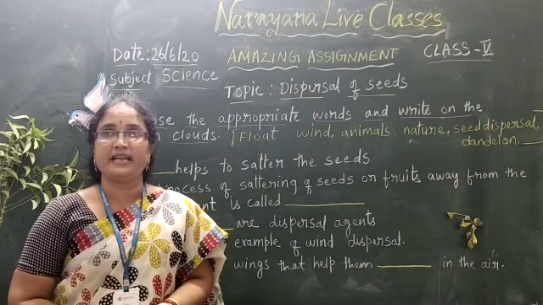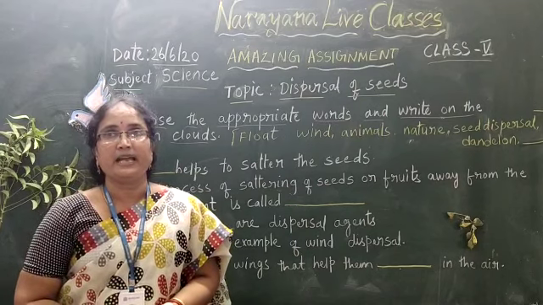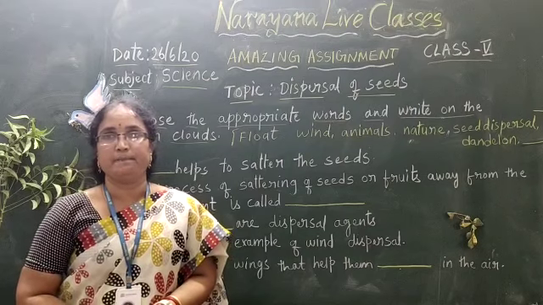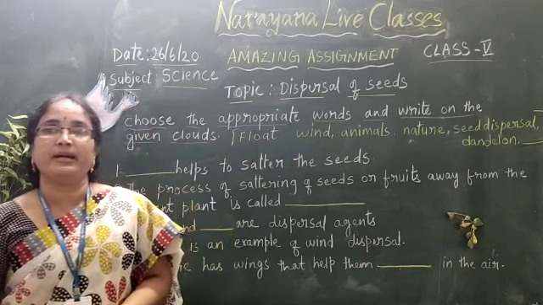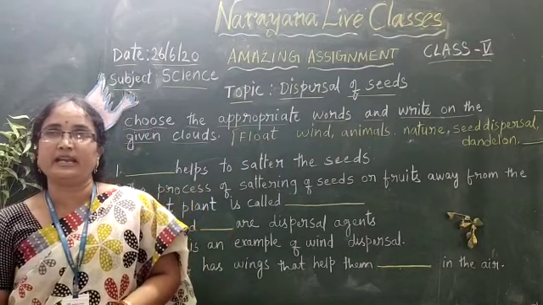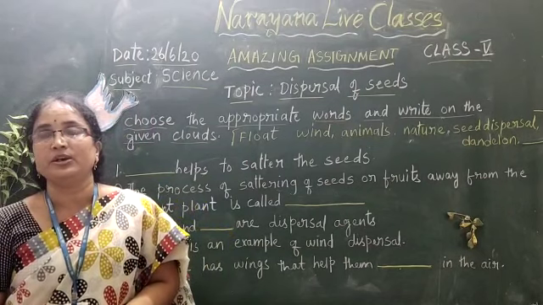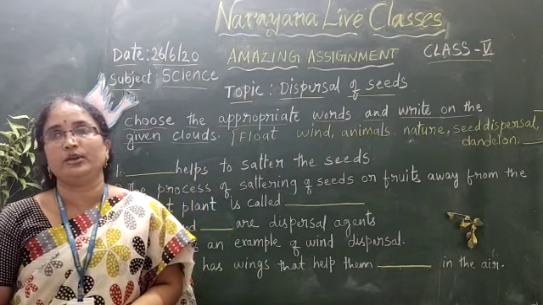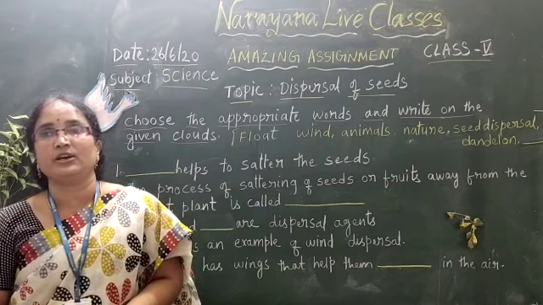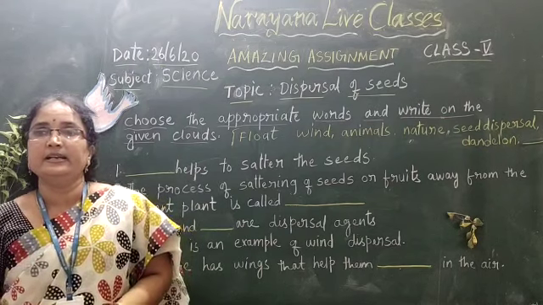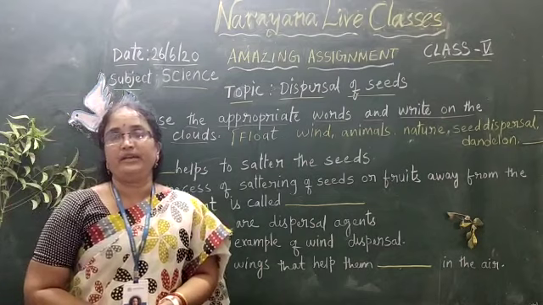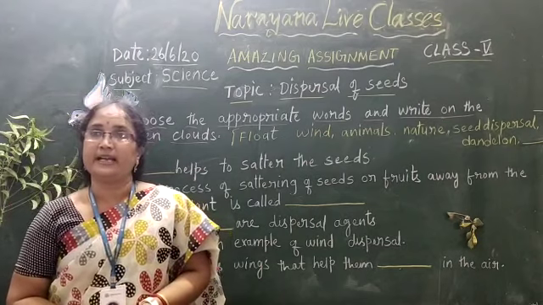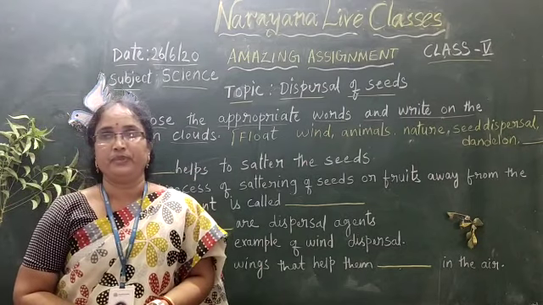Dispersal means D-I-S-P-E-R-S-A-L, dispersal. Okay? Dispersal by wind. Some seeds are very light and have wings or fine hair on them. Such seeds are easily carried away by wind. Example, cotton and dandelion we can say.